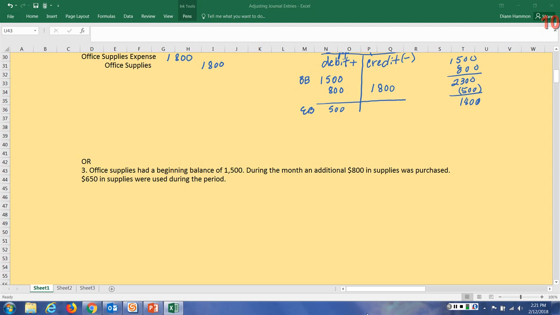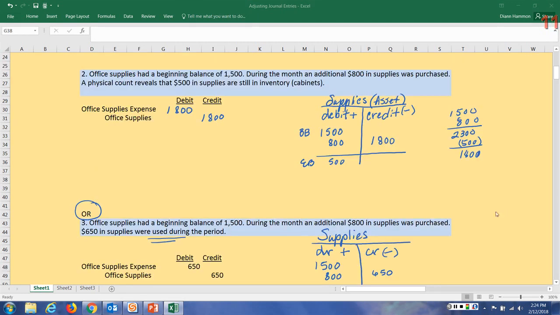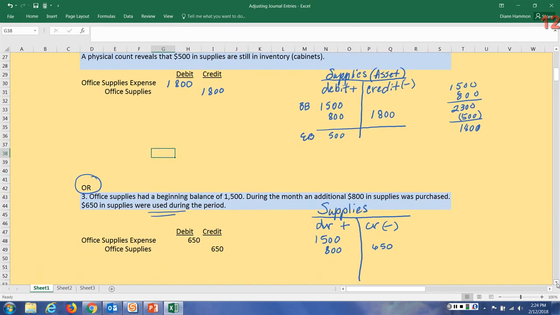They specifically tell us that $650 in case. I've just highlighted number 3 so that you can see the difference in these two problems. So here we're told the office supplies, the beginning amount, the amount that was purchased, and then how many are still left. So we had to kind of go backwards to find out how many were used in item number 2. And in item 3, they actually tell us what that balance is, or what that amount was that was used up.